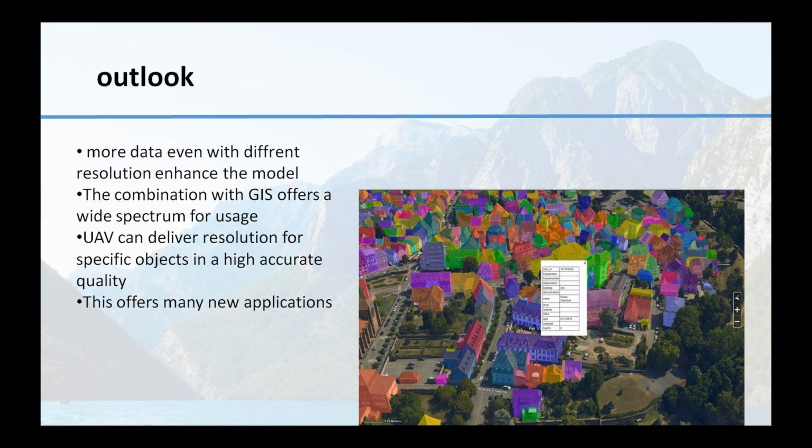An outlook. More data, even with different resolution, enhance the model. So everything you put in can help to get a better and more robust model. And of course, the combination with GIS offers a wide spectrum of usage. UAV can deliver resolution for specific objects which you definitely can't capture from aerial systems like aircraft, maybe helicopters, but you don't need that for an entire city. And there are many new applications, especially in the area of cultural heritage and building reconstruction.